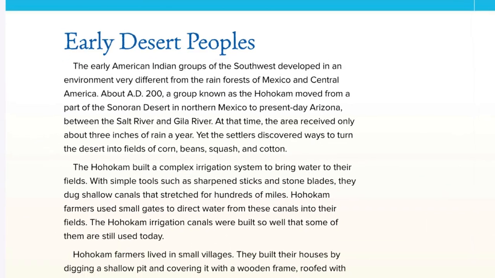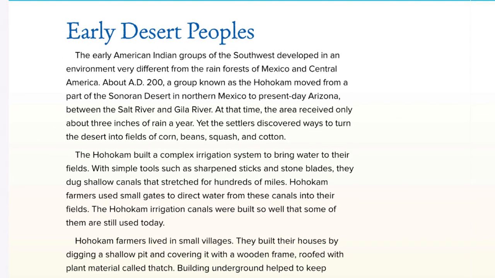Okay, let's take a look at the text. Early desert peoples. The early American Indian groups of the Southwest developed in an environment different from the rainforest of Mexico and Central America. Yeah, think about that, guys. In South America and Central America, they were in rainforest, which means it rains a lot. Now all of a sudden we're jumping over to the desert. And in the desert, there's not a lot of water, is there? Okay, let's get back to the text.